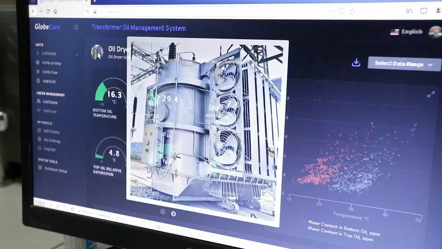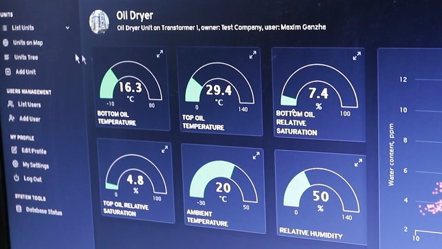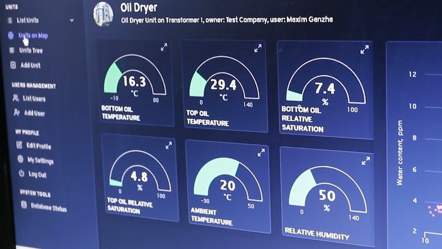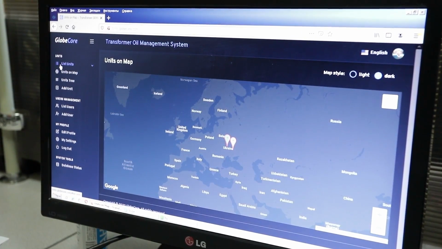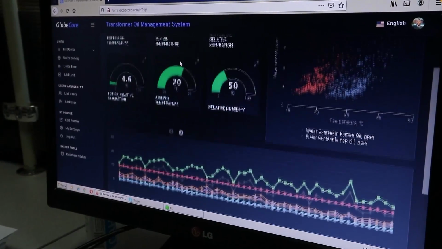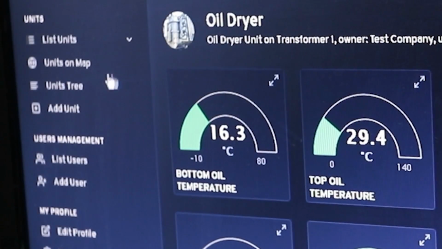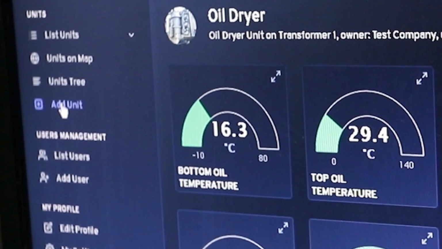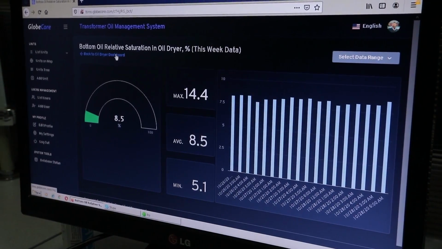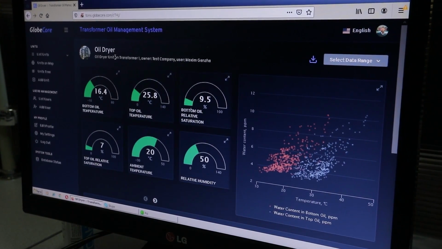Data visualization is user-friendly. The web page displays a list of substations and transformers for each substation. The software also includes the display of transformers on a map with the presentation of measurements and calculations in the form of graphs and diagrams. By choosing an object, you get complete information about the state of the oil for either the entire time since the installation of the TOR system at that transformer, or a selected period of time.